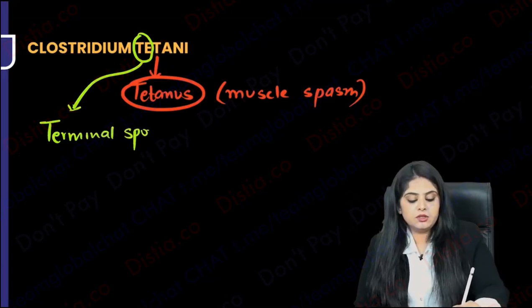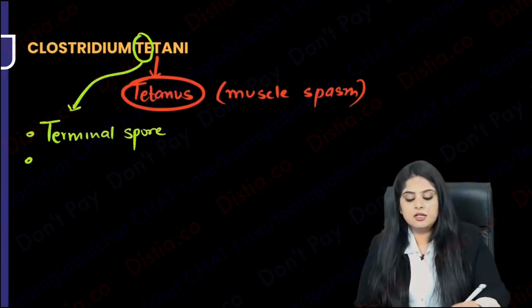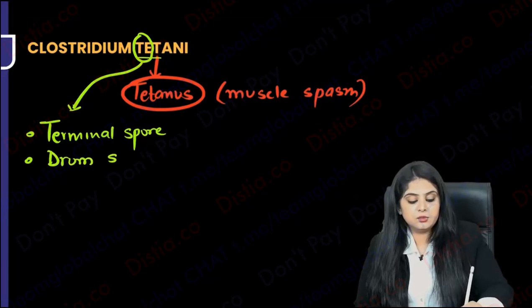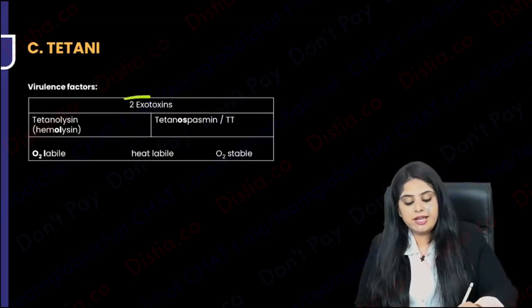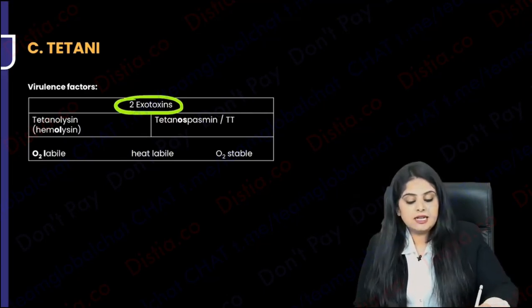And what was the formation? Was it tennis racket? No, it is not TER, it is TET, so it will not be tennis racket, it will be the other one. This was the drumstick appearance that you had. So now why does all of this happen? Because tetanus has two exotoxins, tetanolysin and tetanospasmin.